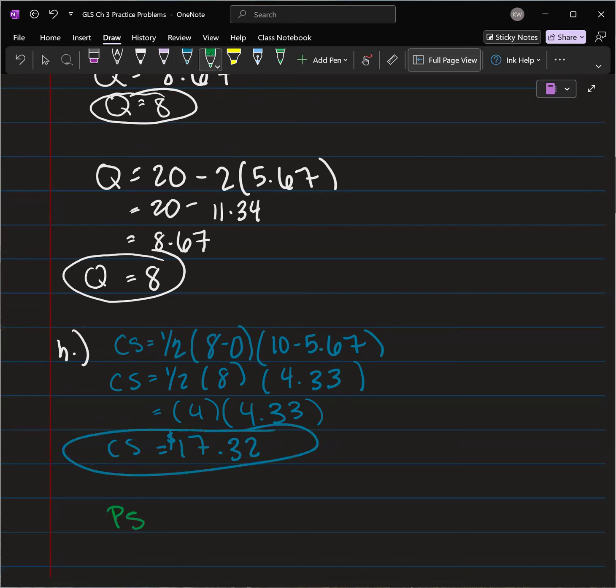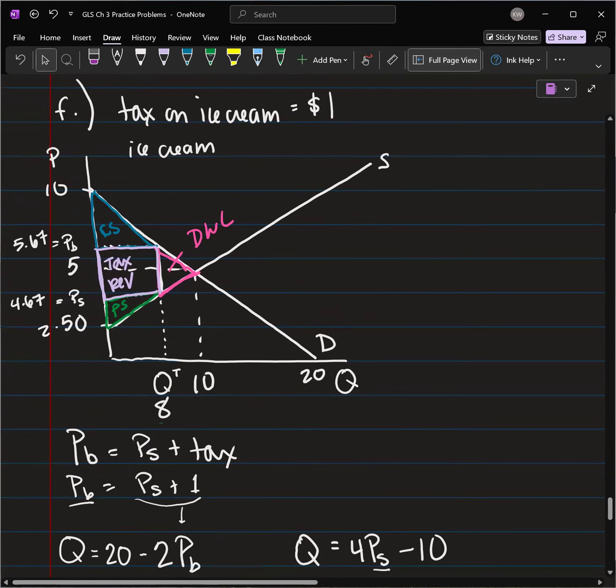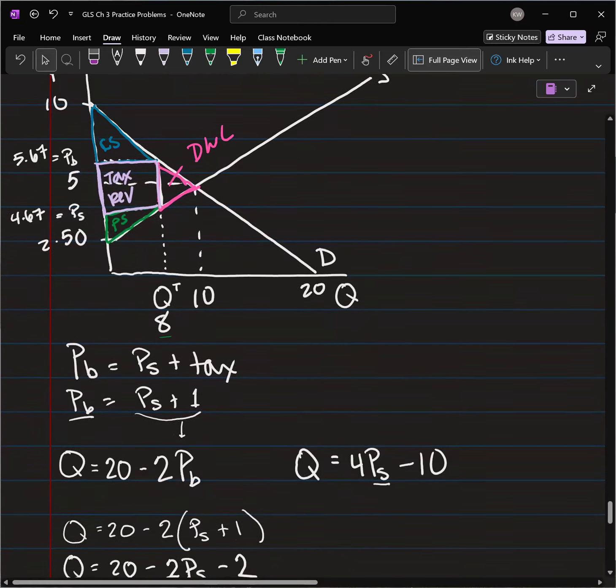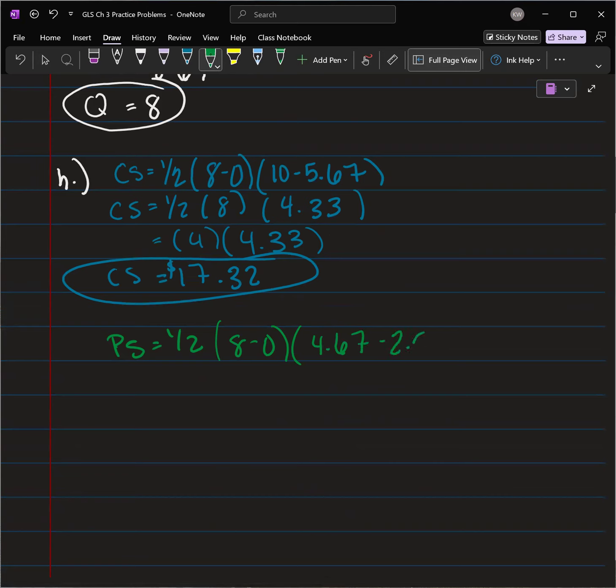Producer surplus is going to be that bottom green triangle. So we're going to use that area of a triangle formula. So we'll have 1/2 times the base, which is the amount of ice cream traded, minus 0, times the height, which is the price that sellers receive minus their choke price. So 4.67 minus 2.5. We'll go ahead and write that out in an equation. So we'll have producer surplus equal to 1/2 times 8 minus 0 times 4.67 minus 2.5. And then 4.67 minus 2.5 is going to give us $2.17. Half of 8 is 4, so we have 4 times 2.17, and that is going to give us $8.68 for our producer surplus.